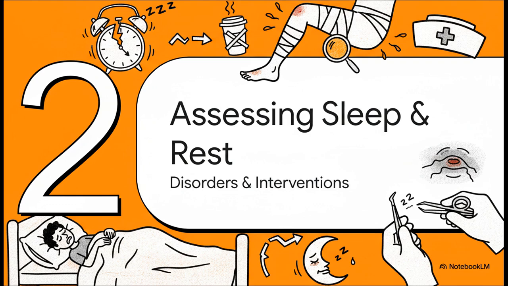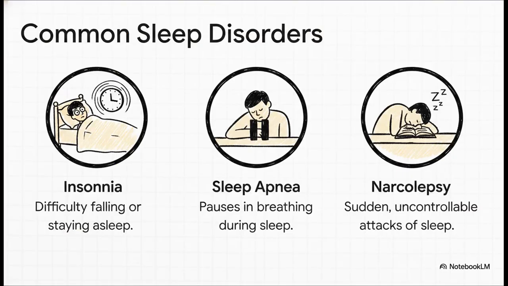So what happens when sleep goes off the rails? Let's talk about the common disorders and the interventions you'll need to know as a nurse. You are going to see these three a lot. Insomnia is the one we all hear about. Just can't fall asleep or stay asleep. Then there's sleep apnea, which is really serious. It's when a person literally stops breathing for short periods while they're asleep. And narcolepsy, which is that overwhelming daytime sleepiness and sudden uncontrollable urges to sleep. Each one is a different puzzle to solve.